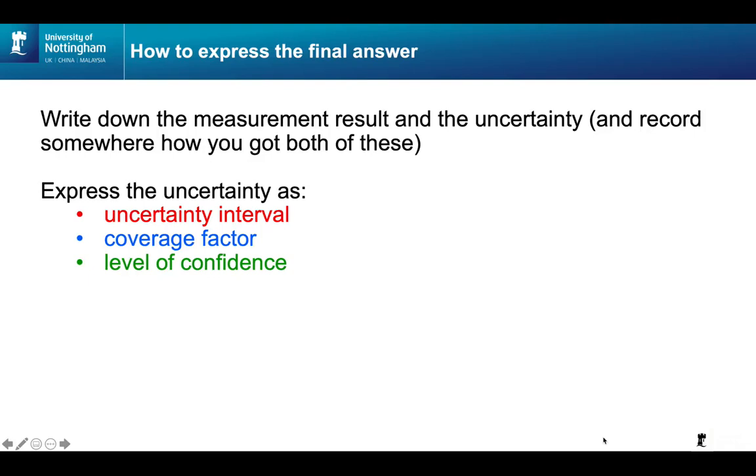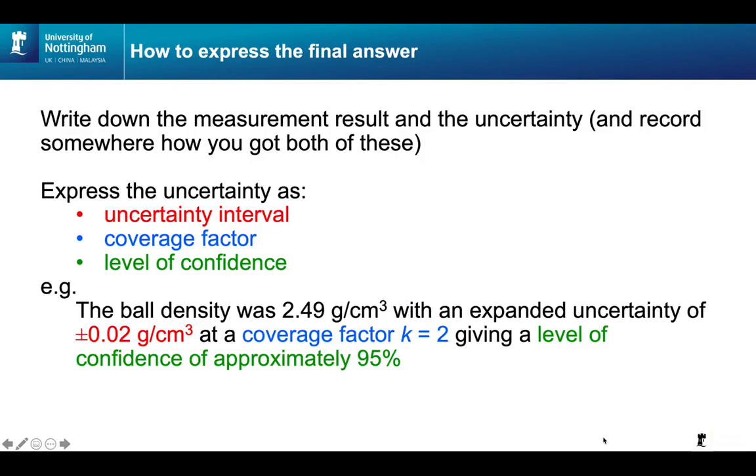So how do we express the final result? To write down the measurement result and the uncertainty, we can't just express the uncertainty. We need the uncertainty, the coverage factor, and the level of confidence. So here's how we would quote it for the ball. The ball density was 2.49 grams per centimetre cubed with an expanded uncertainty of plus or minus 0.02 grams per centimetre cubed at a coverage factor of k equals 2, giving us a level of confidence of approximately 95%.